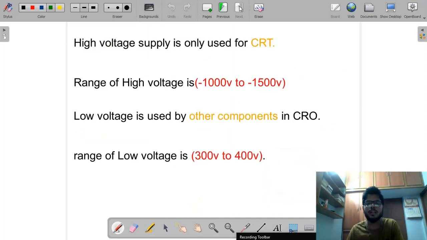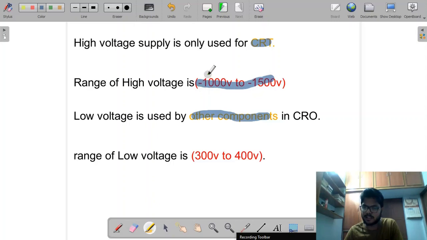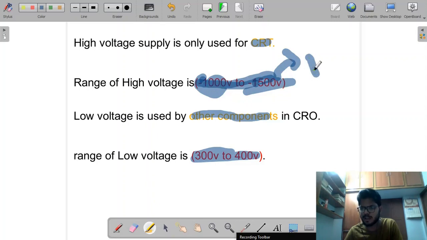High voltage is only given to the CRT. Low voltage is used by other components. It's very important to know the range. The range of high voltage is minus 1000 to minus 1500, and low voltage is 300 to 400. Minus means we are giving a negative power supply to the CRO. For the negative, it is the highest value, so we call it high voltage. Compared to this the other is low, so we call it low voltage.